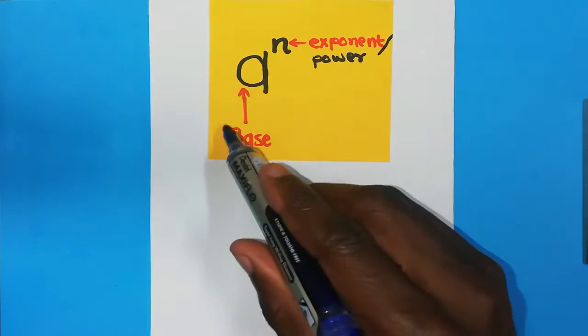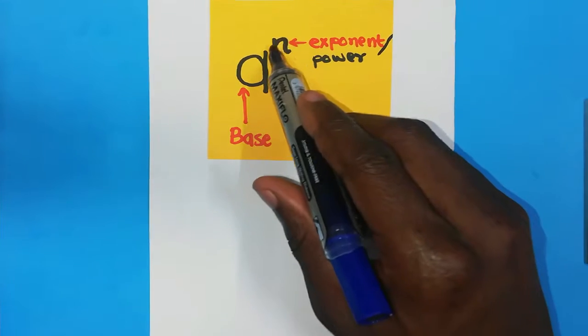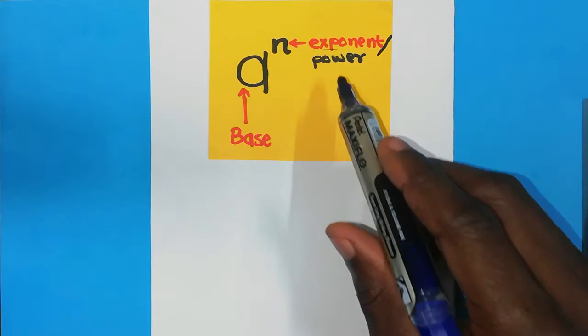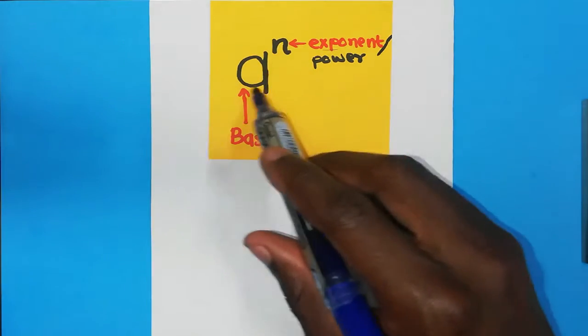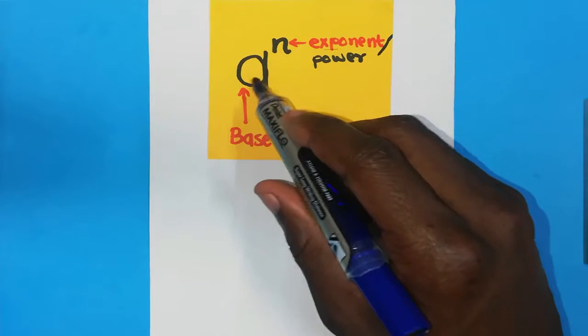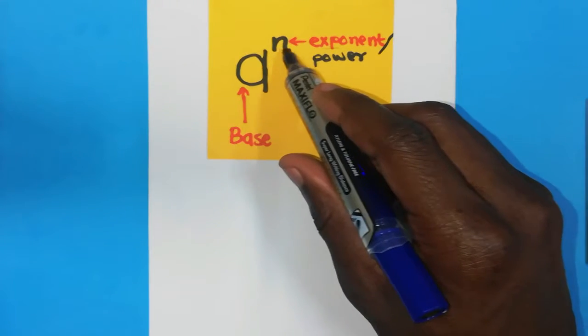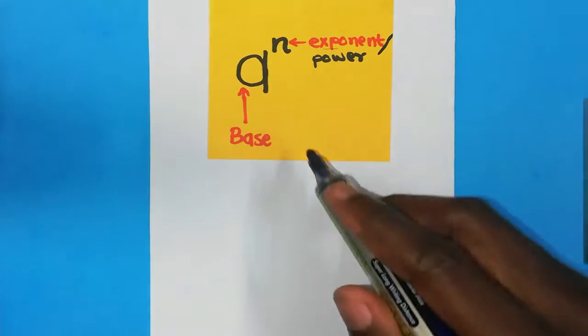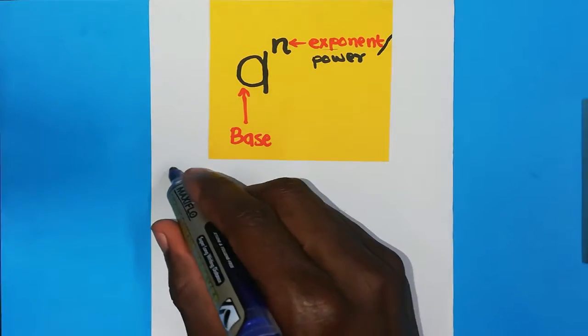A, we call it a base, and that alphabet n, we call it an exponent or power. Good. So how do you pronounce the whole thing? You say a to the exponent n or a to the power n. Okay, now let's do some definitions.